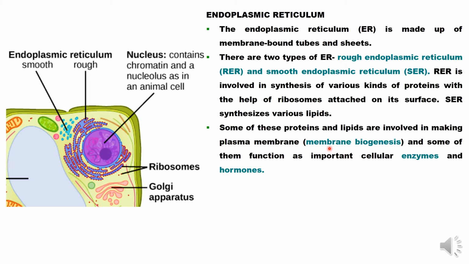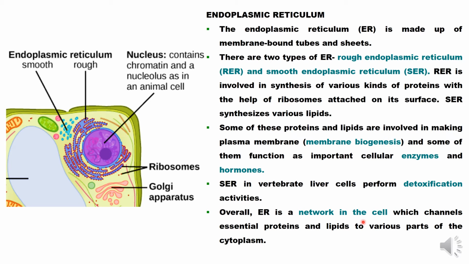Also, some of the proteins synthesized by RER might function as enzymes. Some of those lipids might function as hormones and steroids. Also, smooth endoplasmic reticulum in vertebrate liver cells has a specific function. They perform detoxification. So if by chance there are some toxic substances in the body of a vertebrate organism, then smooth endoplasmic reticulum performs the detoxification activity.